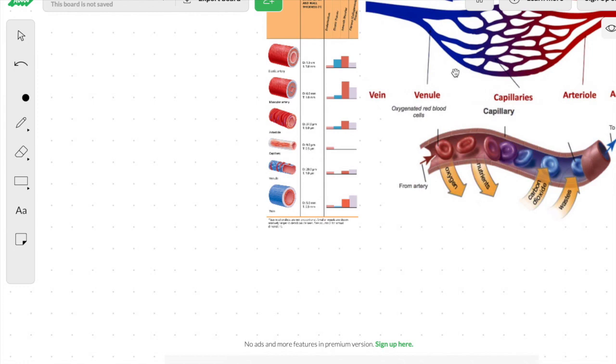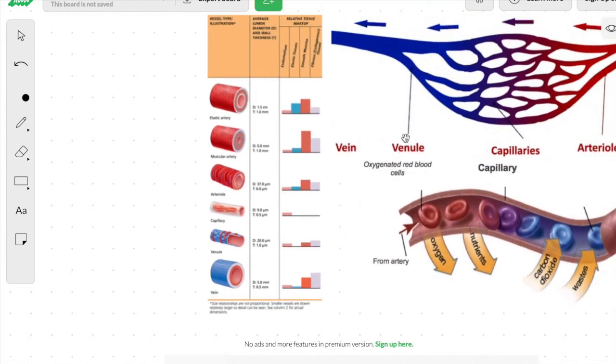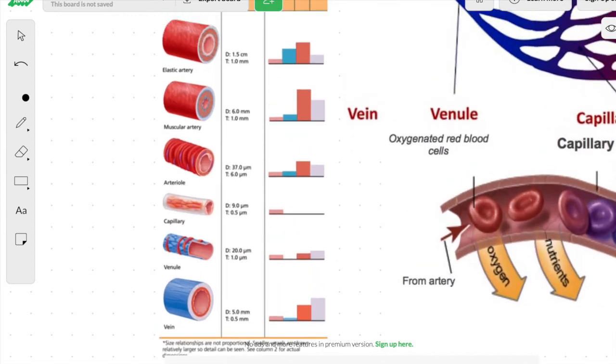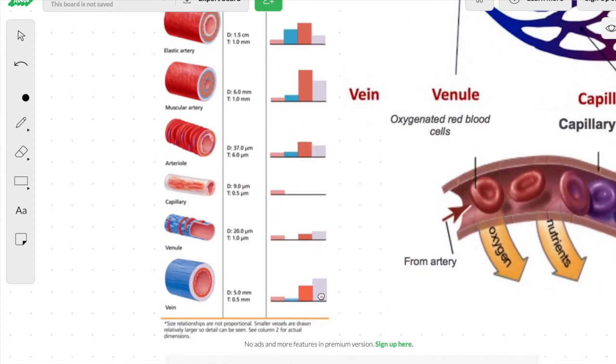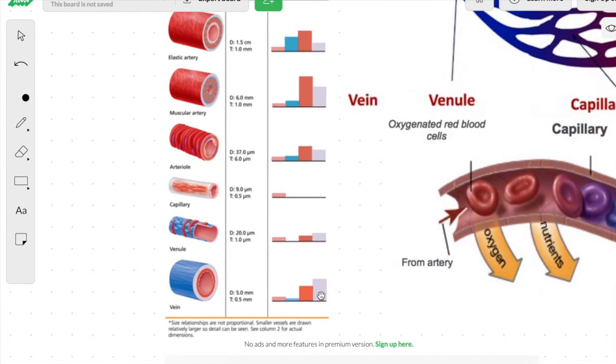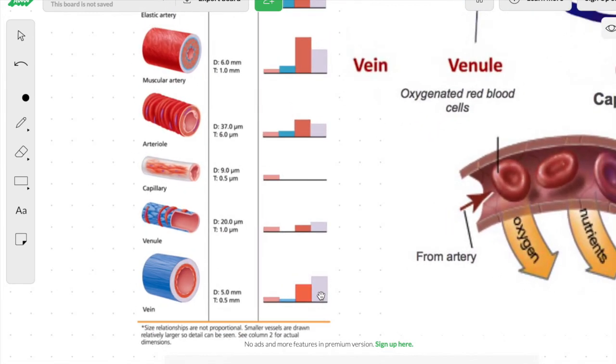And we finally move towards the vein. Veins are taking the blood towards the heart, and they have a muscular wall, but they are more fibrous. They have more fiber in them compared to muscle. Their main function is to transport blood from your peripheral tissue back to the heart, which is opposite to your arteries, and they can also dilate to store blood.